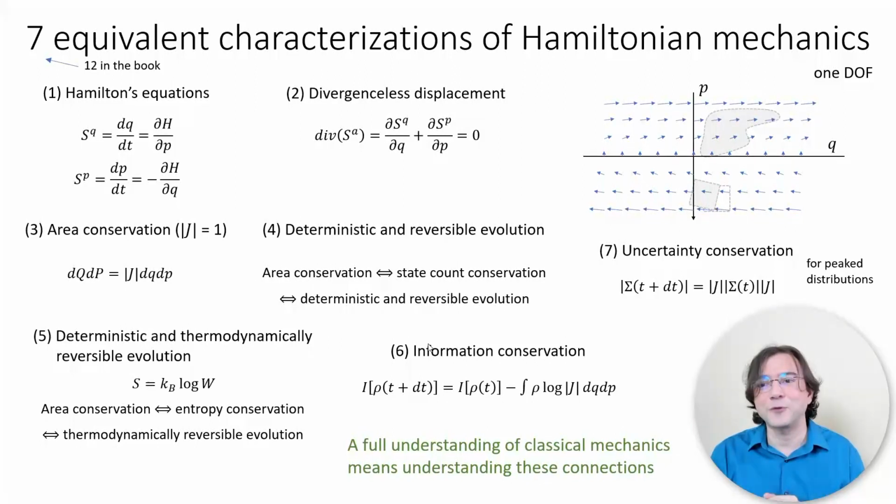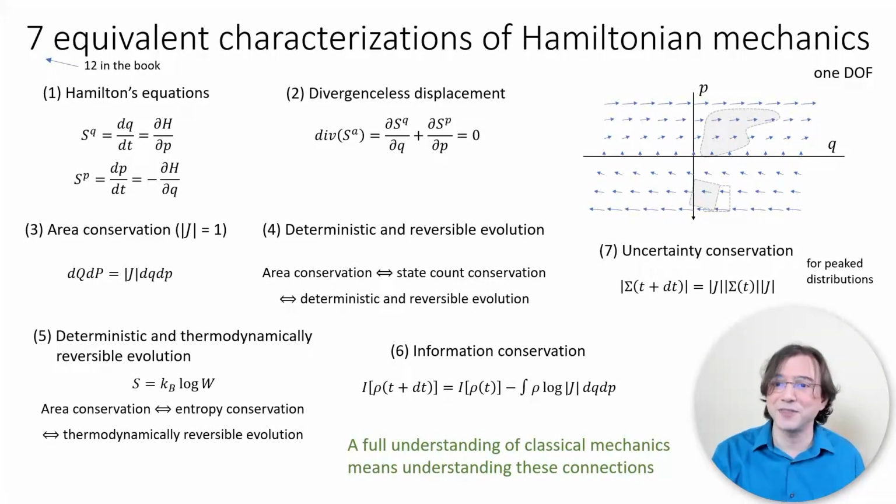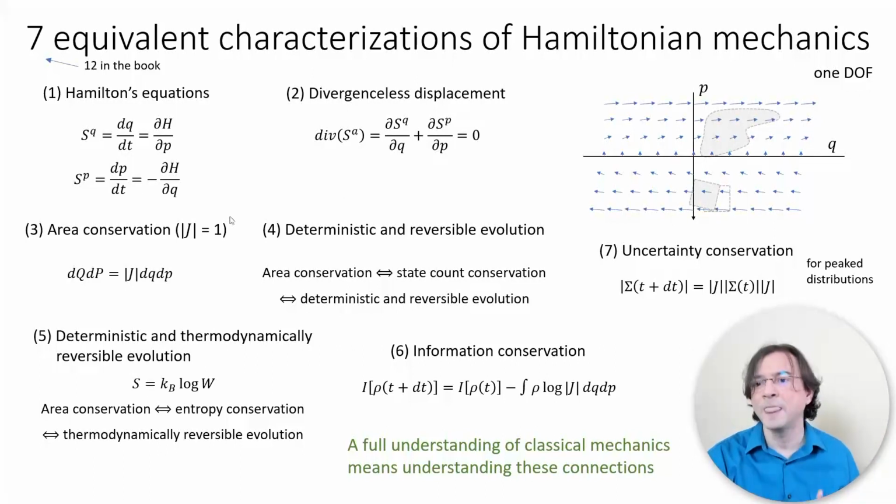One of the first things that we have is different equivalent characterizations of Hamiltonian mechanics. In the book there are 12, on these slides there are only 7. The idea is that you can look at the Hamiltonian equation and realize that for 1 degree of freedom it's equivalent to requiring that the displacement is divergenceless. That is, if you have a region, as many states flow inside the region as they flow outside. Another equivalent characterization is area conservation. If you start with an area and you move it with the flow, then that area is conserved.